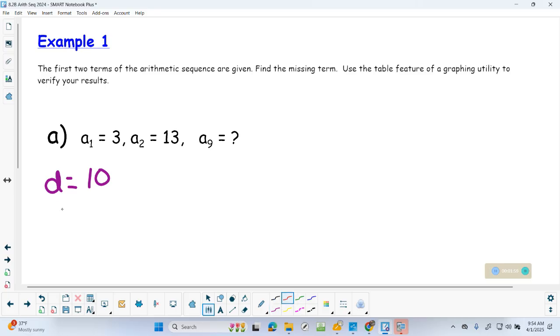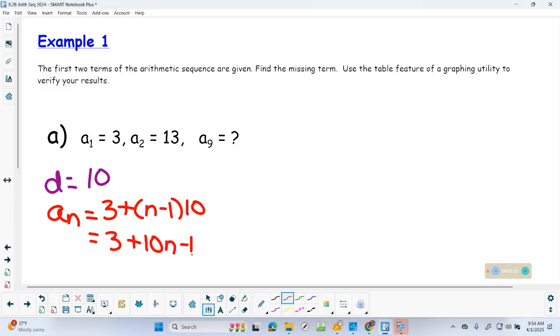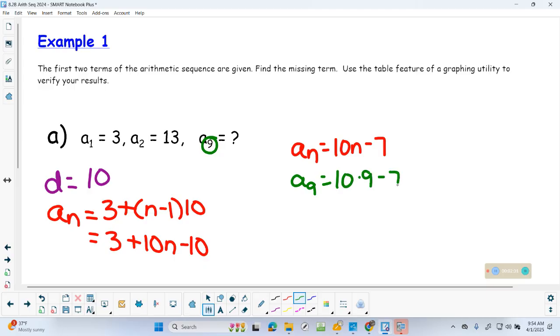Now I'm going to use my formula, of course. So my first term, 3, plus n minus 1 times our common difference. I'm going to distribute, make it look good. You know the drill. So 10 times n, 10 times -1. Let's combine the 3 and -10. So I'm going to have 10n minus 7. So nothing new, nothing crazy there. And now, of course, they want as the final answer the 9th term. So let's just put a 9 in for n. So we're going to do 10 times 9 minus 7. What's 10 times 9 minus 7? 83. Got it.